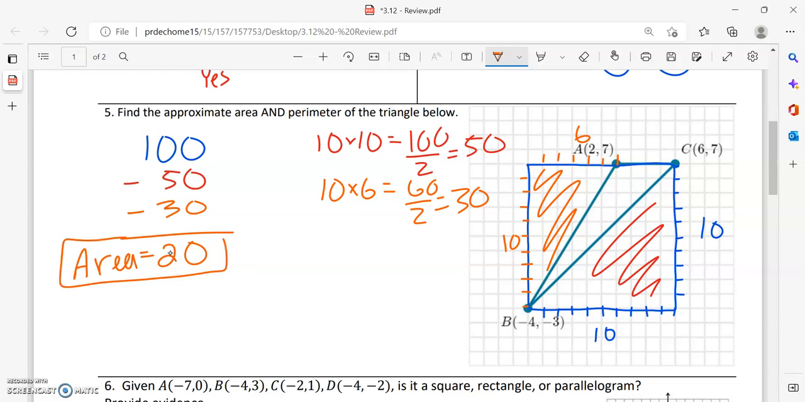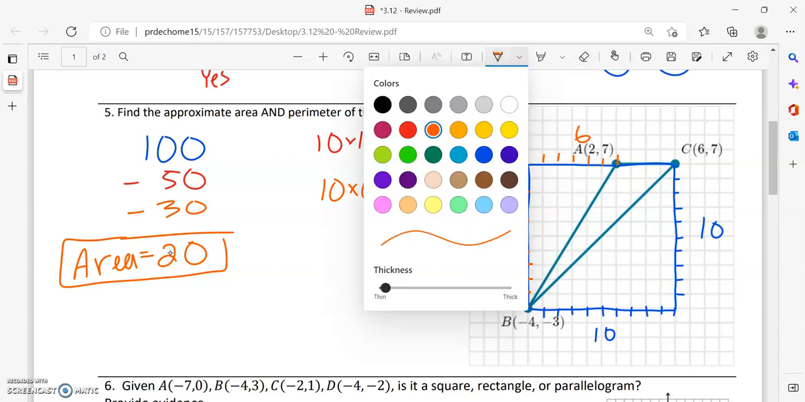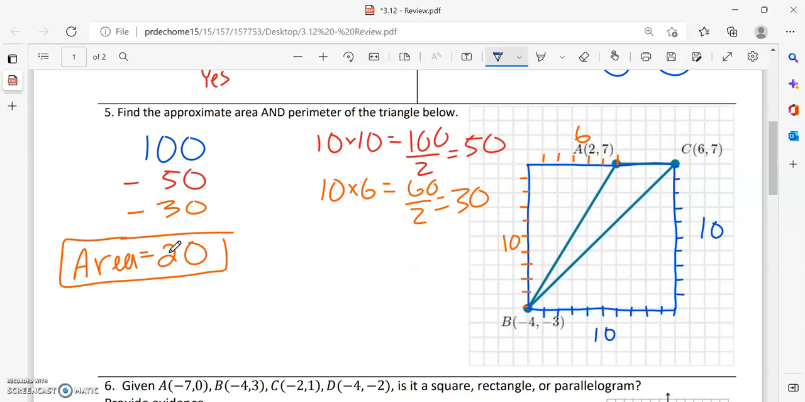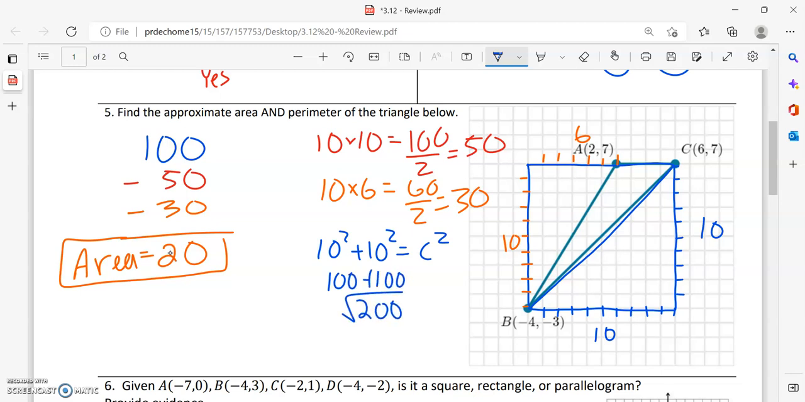Now let's do the perimeter. I'm going to erase some of this stuff. Yeah, let's leave it like that, actually. Okay. So I'm going to find 3 of our sides. We have this side here. We'll use the Pythagorean Theorem for it. We already know it's 10 by 10. So 10 squared plus 10 squared equals our c squared. Both of these are 100, which adds to 200, and we square root it.